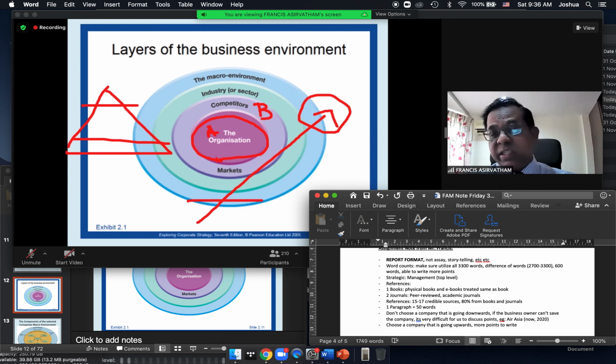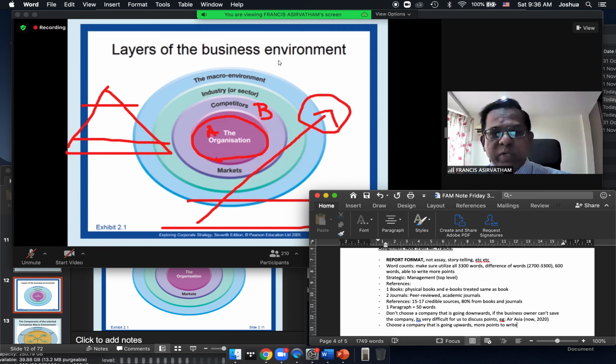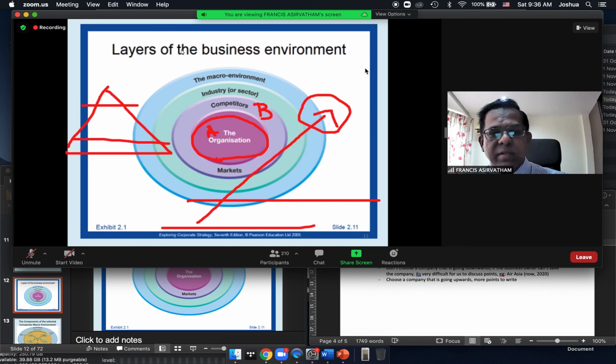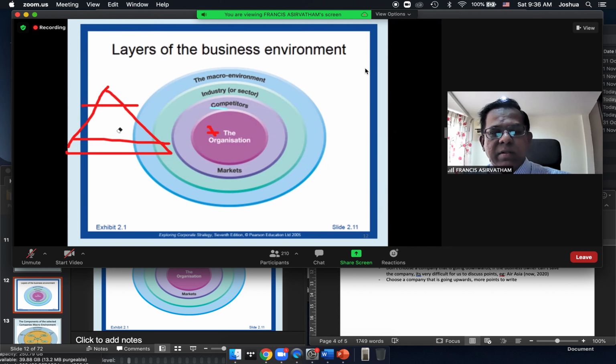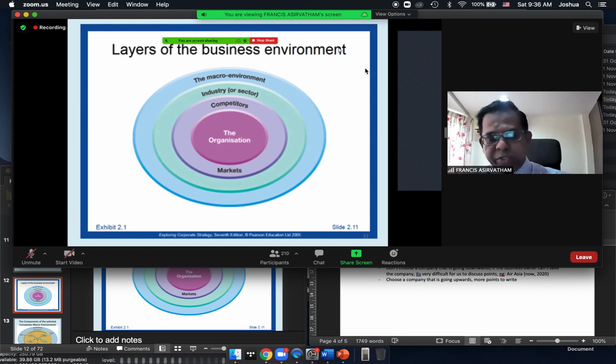All right, it's easy. First things first, when you select a company, you have to know the industry you are going to select. You need to know the background. So we will see this first on company selection. This is the general environmental issue.